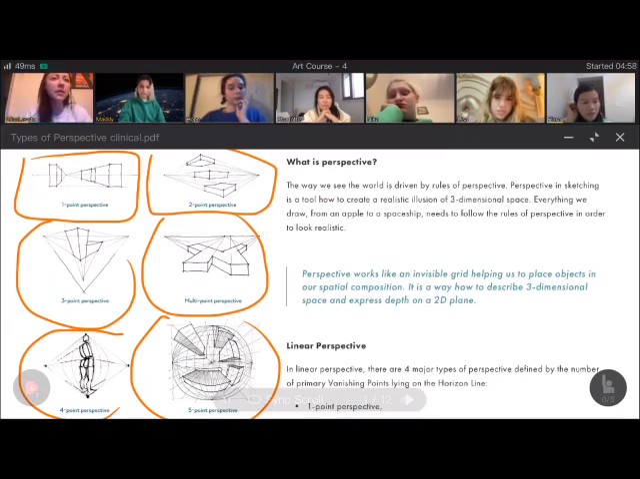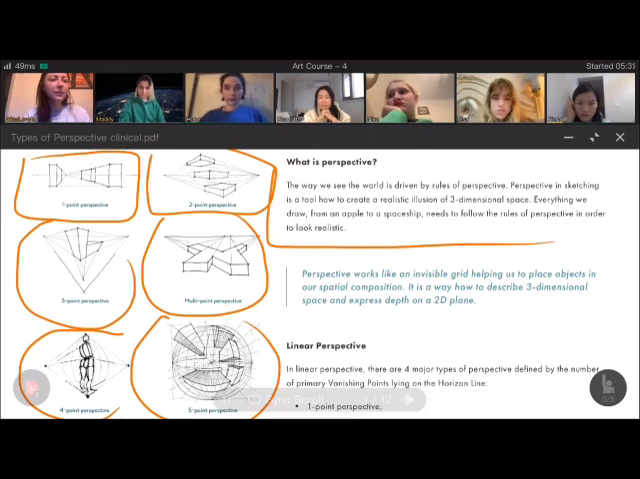Does anybody want to read what perspective is? It says right here. I can read that. Okay. What is perspective? The way we see the world is driven by rules of perspective. Perspective in sketching is a tool to create a realistic illusion of three-dimensional space. Everything we draw, from an apple to a spaceship, needs to follow the rules of perspective in order to look realistic. Thank you, Hope. Very well.